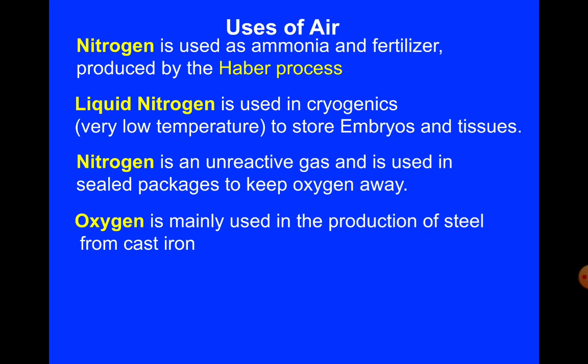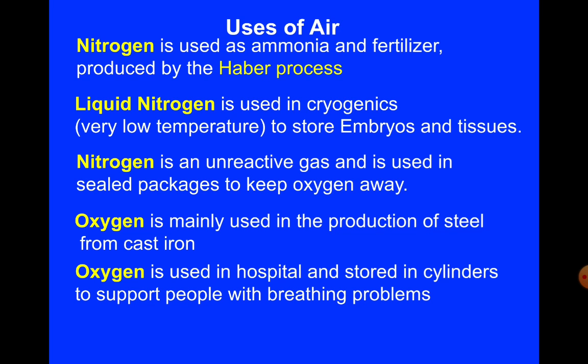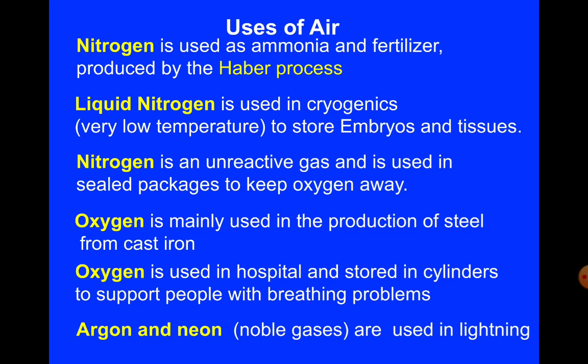Then we have oxygen. Oxygen is mainly used in the production of steel from cast iron, and it is used in hospitals and stored in cylinders to support people with breathing problems, especially now, if you might have heard. Then we have some other gases like argon and neon. They are noble gases and they're used in lighting. Maybe you have heard about neon lights, yeah, and argon that is used in bulbs.